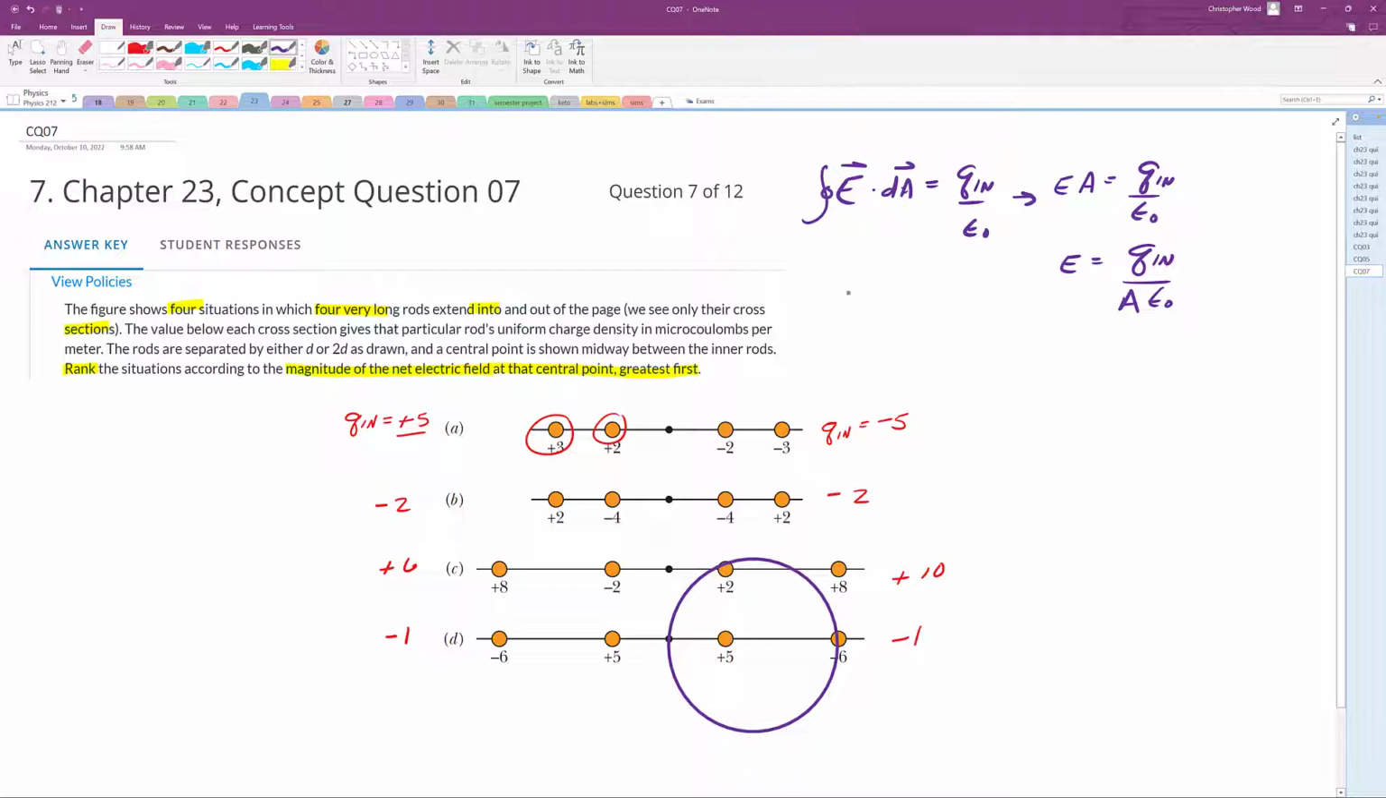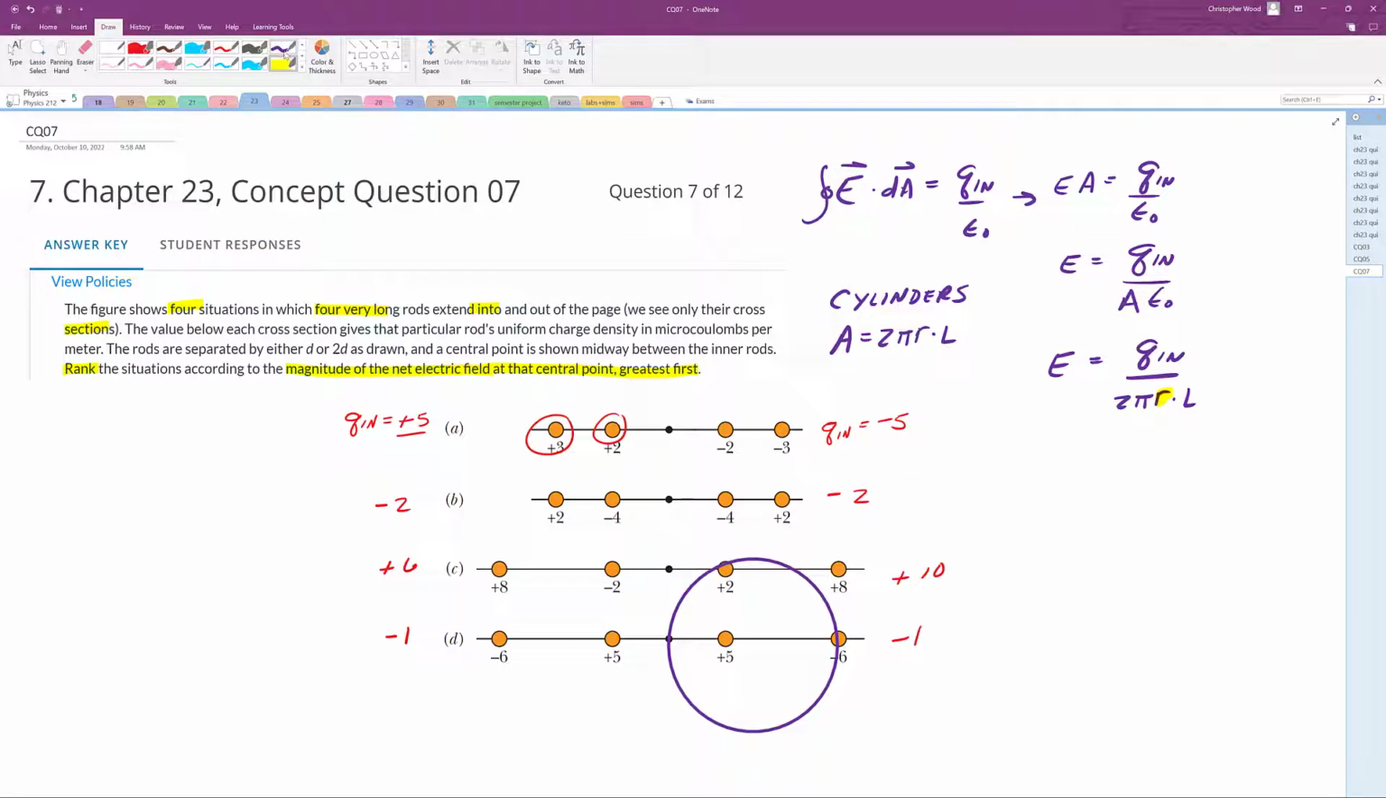My Gaussian surfaces are all imaginary cylinders, cylindrical symmetry. I know the area of a cylinder is 2 pi r times the length of the cylinder. 2 pi r is the circular cross-section, L is the length of the cylinder. So now I can say the electric field is going to equal the amount of enclosed charge all over 2 pi r times L. This R value is going to vary from situation to situation.